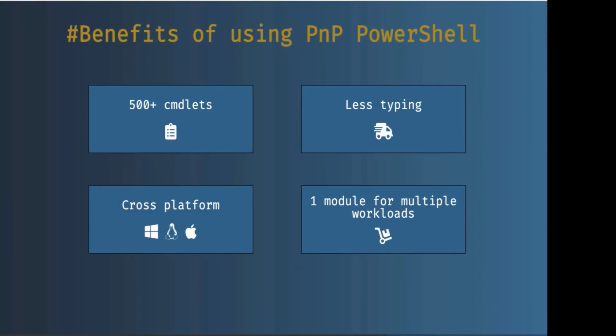And let's have a look at the benefits of using this PnP PowerShell module. First, we have more than 500 cmdlets, which is way more than what you have with the SharePoint Online Management Shell. It's also less typing, as we've seen with the scripts. It is of course cross-platform, so despite running all my scripts on macOS just to prove a point, you can also use those scripts on a Windows machine or a Linux machine. And at the end, you have one module only for multiple workloads.